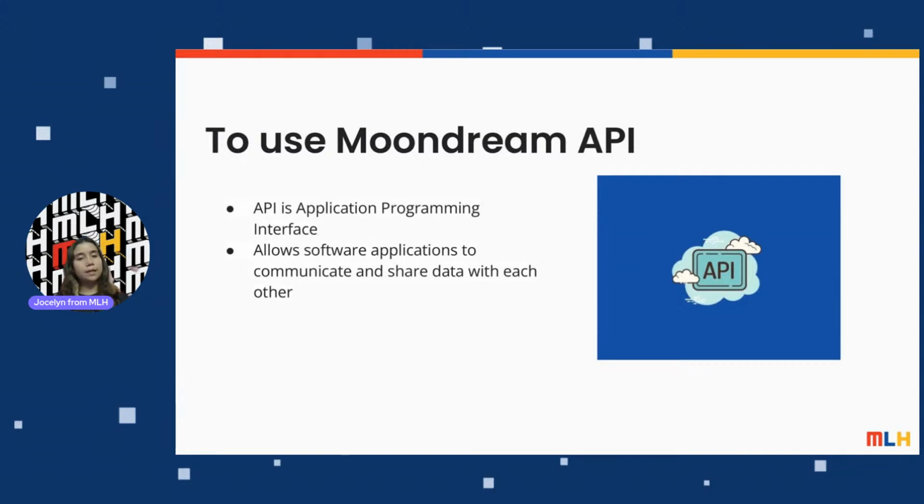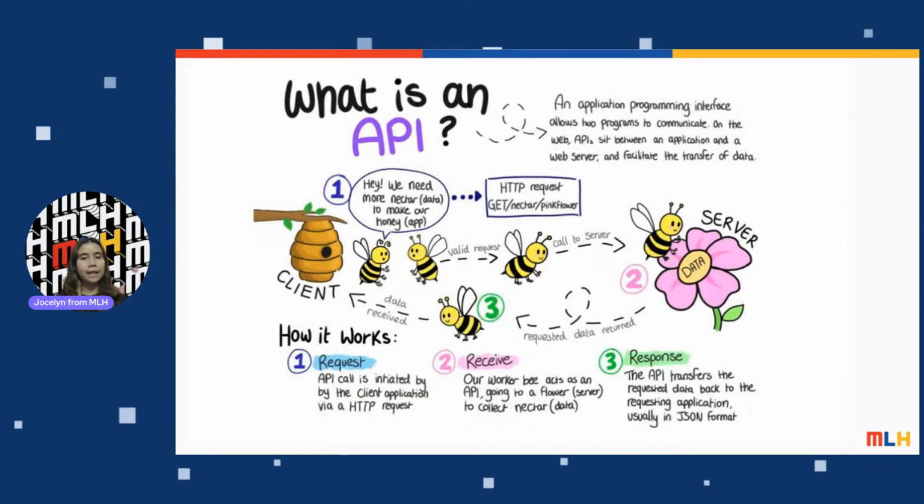An API stands for Application Programming Interface, and what an API does is allow software applications to communicate and share data with each other. So if you want to communicate between two ends, you will use an API to communicate between them. I have this image that I always like to share when I'm talking about APIs because I enjoy it so much.